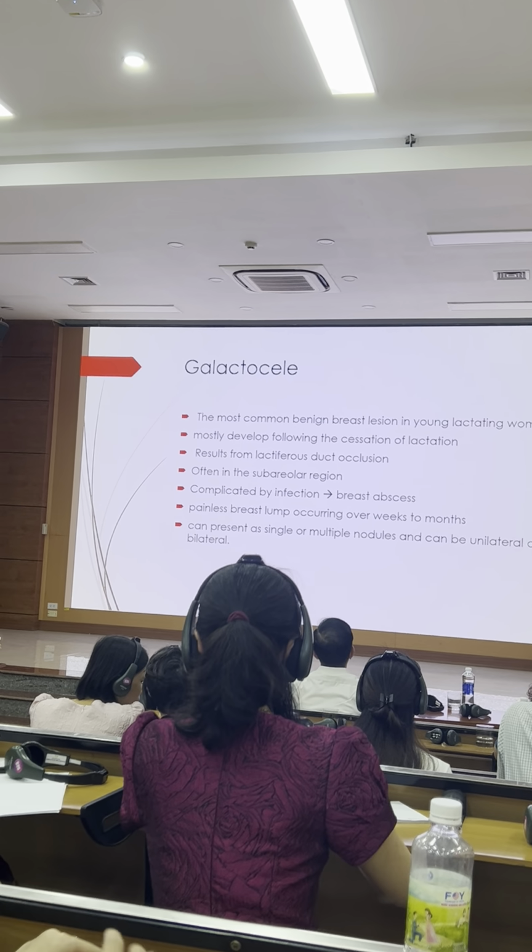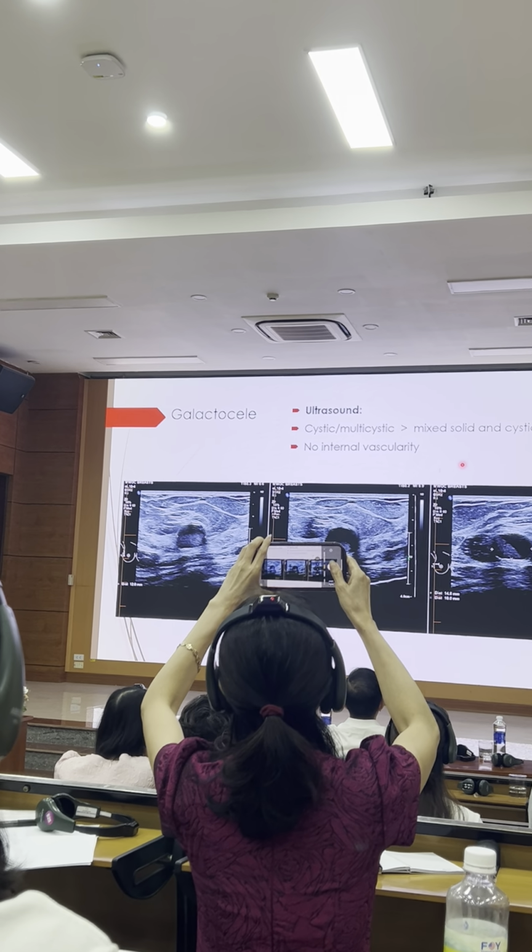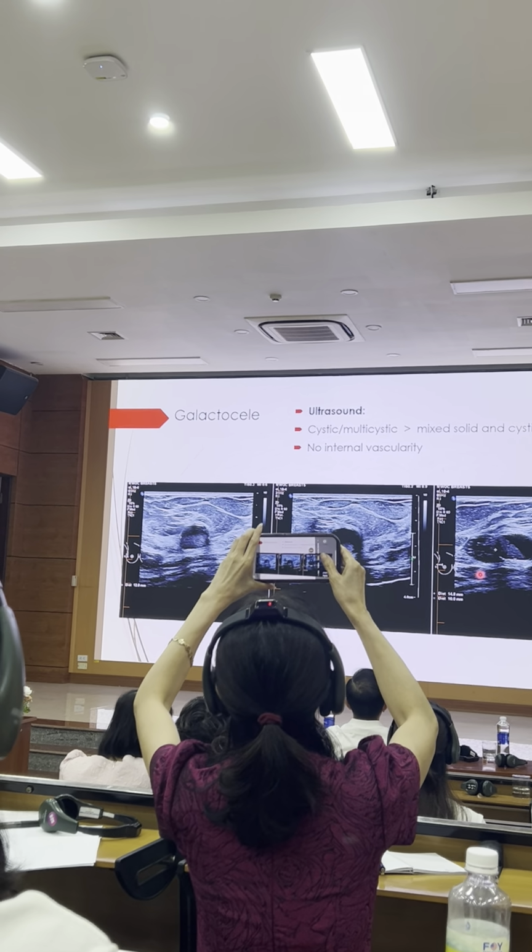This is a different patient with galactocele, and the mammography findings depend on how much fat is within the lesion. It can be radiolucent like a lipoma, or you may even see a fat-fluid level, particularly in the MLO imaging, like this one. You can see the dependent part has settled. Another galactocele. On ultrasound, it's usually cystic or multicystic, more commonly than mixed solid and cystic or solid. It'll have no internal vascularity, and in this one you can see that fat-fluid level.